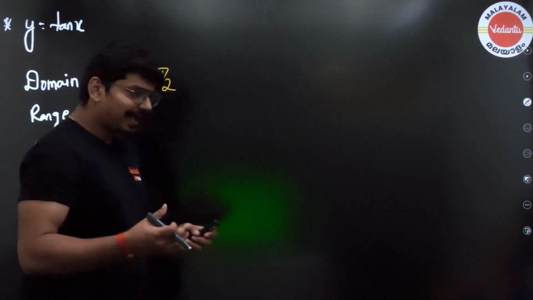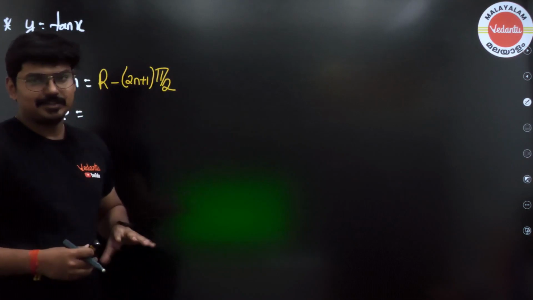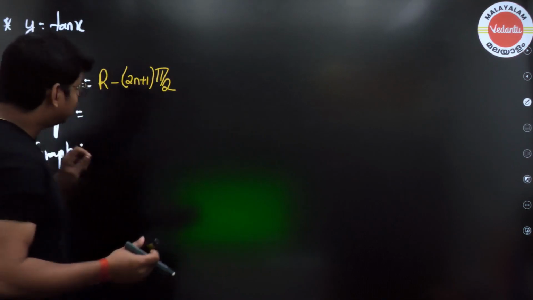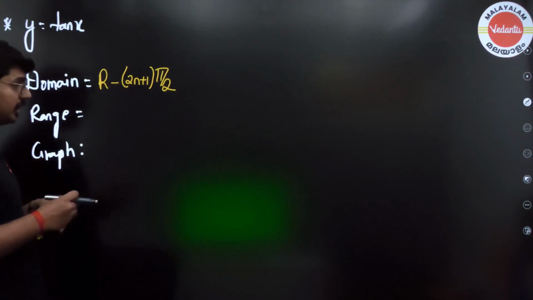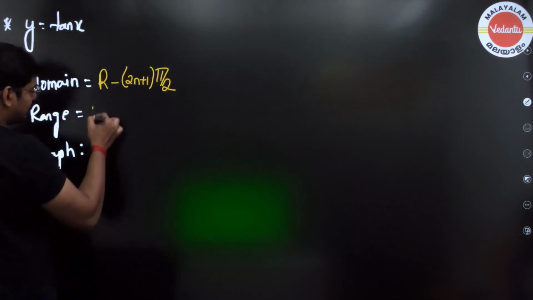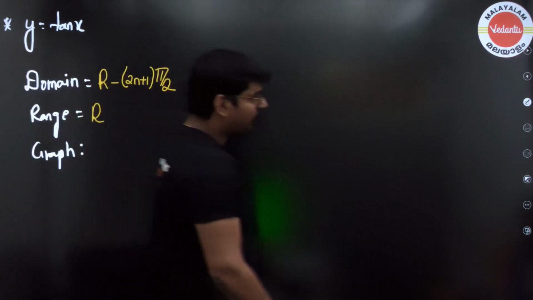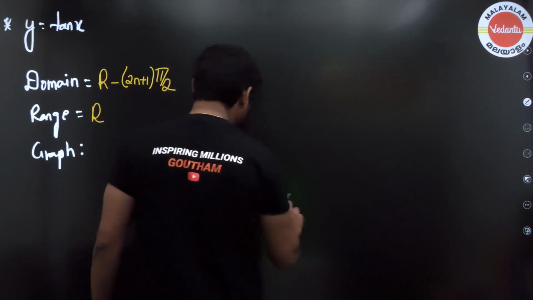And we know that infinity is not good for functions. At infinity, the functions are not defined. So that is the reason when we find the domain of tan x, it's all the real numbers excluding (2n+1) times pi by 2. And what about the range? The range is all the real numbers. And if you want to know the graph of tan x, this is how it is going to look.